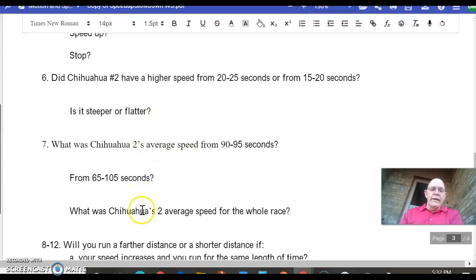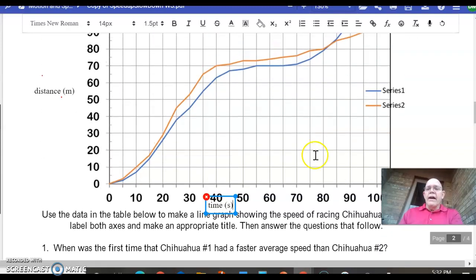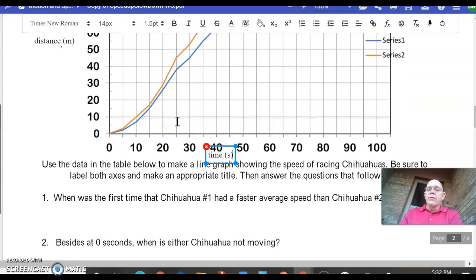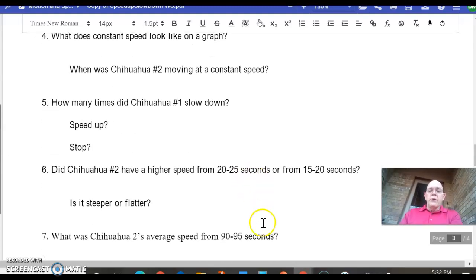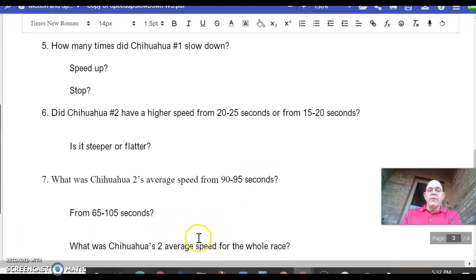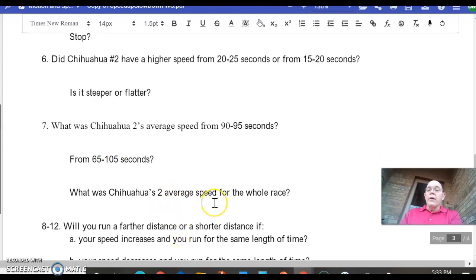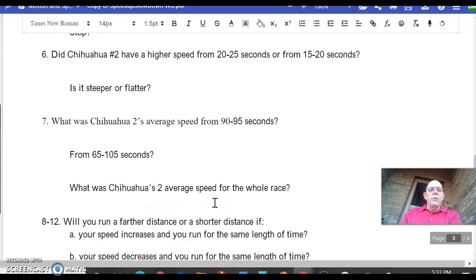Now the next 3 here that are part of number 7 are going to be a little bit different. You've got from 90 to 95, so you're going to have to go up here at 90, figure out what the distance was, and then go to 95 and figure out what the distance is and estimate it. Notice it goes from like 60, 65, 70, 75, 80, like that. Should be able to estimate it pretty close. Subtract those two, see how much distance he's covered. You know it's 5 seconds, so then divide that distance by 5 seconds, and that would give you your speed here. And you do the same thing from 65 to 105, subtract the two distances and divide by, it's like 40 seconds. And then for the whole race, how far did it travel, and so on.